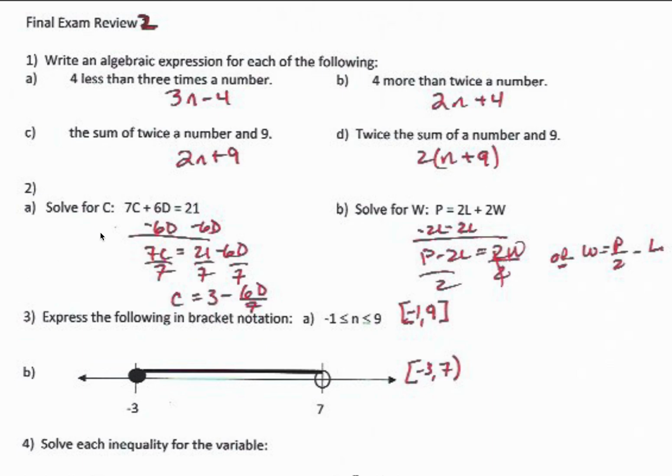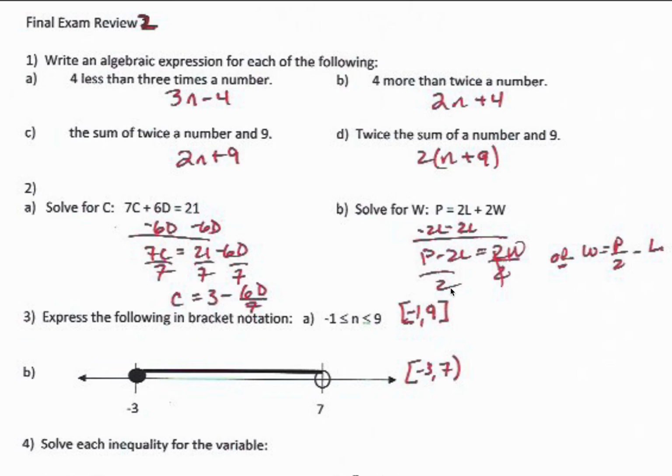Okay, number 2A is a literal equation. Solve for C. That means get C by itself. So I subtract 6D. Then I divide by 7, and I get C equals 3 minus 6D over 7. Letter B, subtract 2 L's from both sides because you want to get W by itself. It says solve for W. So that gives me P minus 2L equals 2W, dividing by 2, I get P minus 2L over 2.